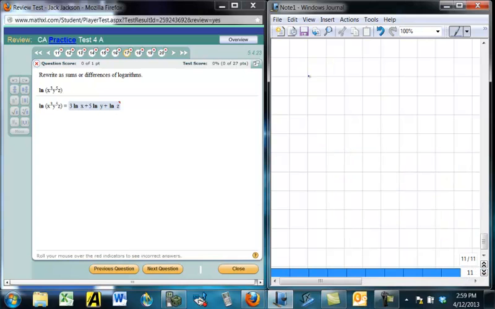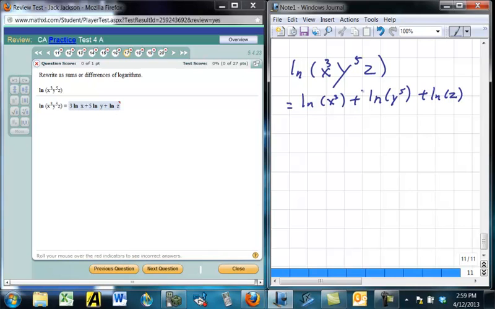All right, next one, we're going to rewrite this one. So we're going to use a combination of these properties. Ln of x cubed y to the fifth z. So I'm going to break this into different logarithms because this is a product. So each one gets its own logarithm. Same base, base e. And if they're all multiplication, this will all be positive 1 for the coefficients. If there was any dividing in here, in the denominator, then they would have a negative for the coefficient. Now I'm going to also use the property that says I can bring these powers out front and write this as 3 ln of x plus 5 ln y plus ln of z.